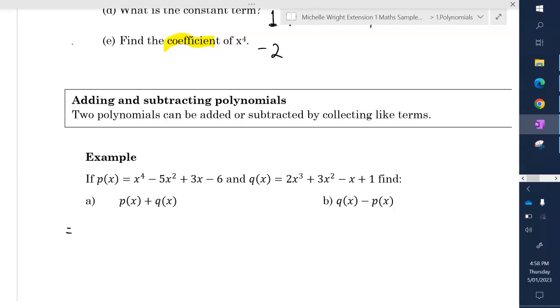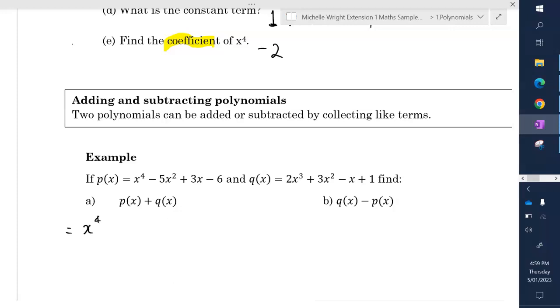The notation is no different from our f of x that we've used before. It just gives us a function name. So this function is p, this one is q. We're going to add these two functions together, so we're going to add all of this plus all of this. So I'm going to write it down.